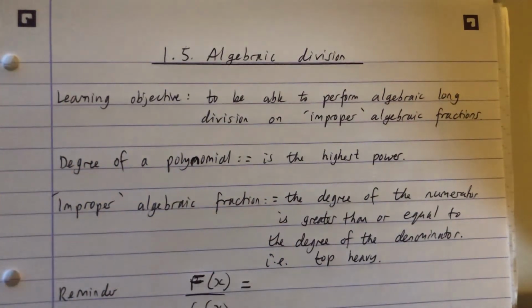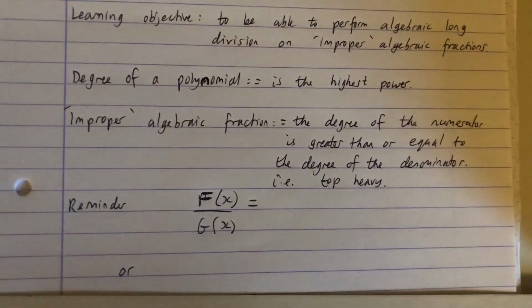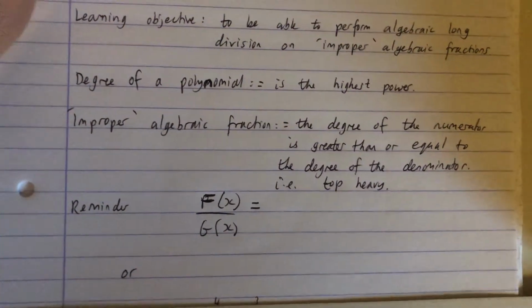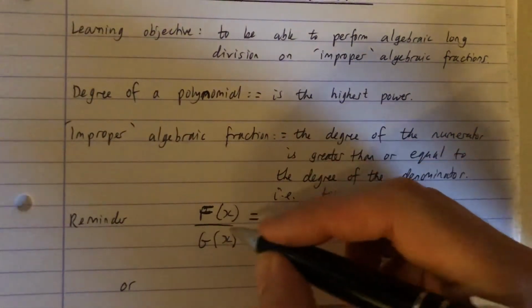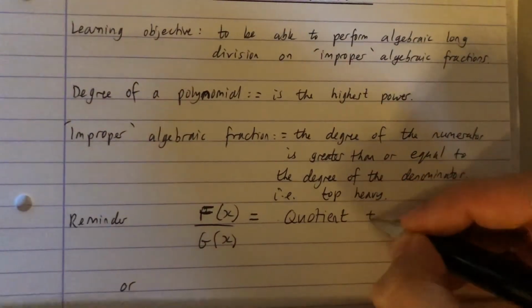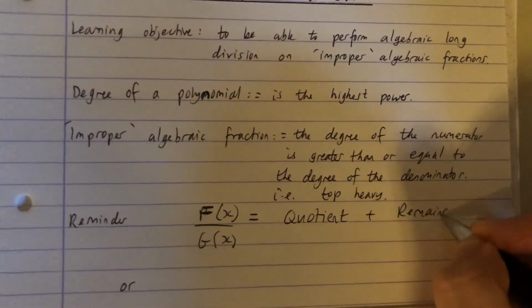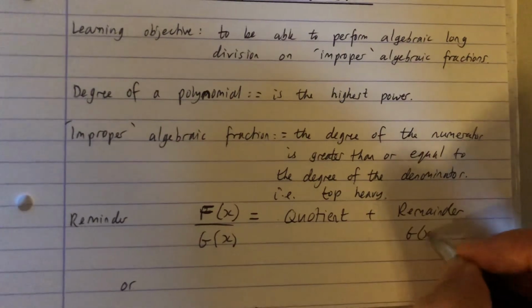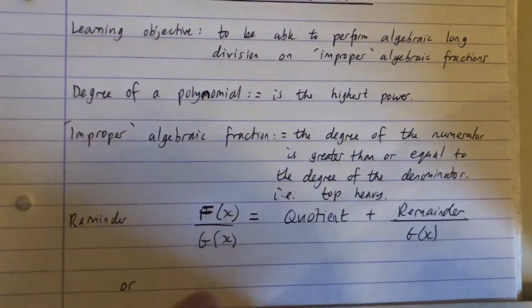Right. Let's take an algebraic improper fraction then. Call it f of x over g of x. When you perform a division like this and use long division, your answer will look like the following. It is how many times g of x goes into f of x, which is called the quotient, plus the remainder over what you are dividing by. And that's pretty much something you've done before.